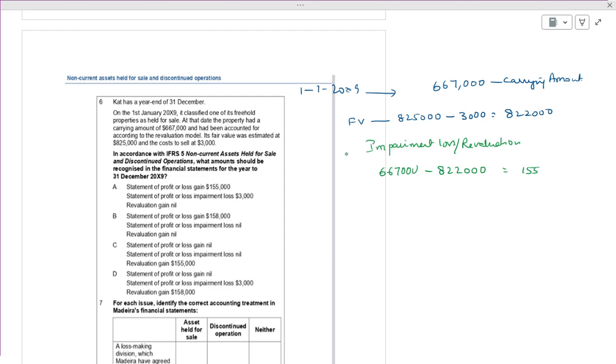Its fair value was estimated at how much? This is the carrying amount, and this is the fair value. Fair value is 825. Gain is how much?